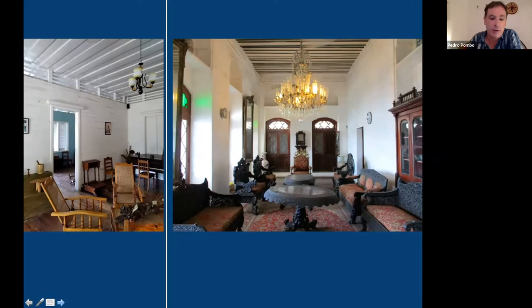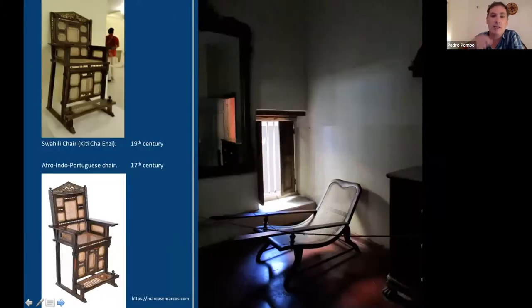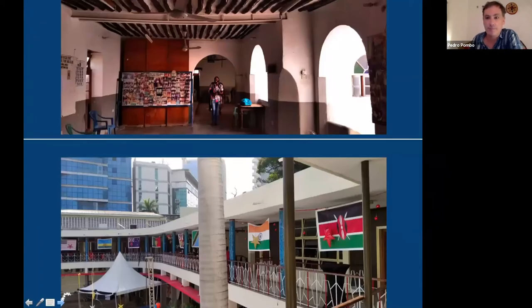Some other buildings, for example, are very different kinds of buildings. Yes, 1 minute, I'm finishing. These are two old Goan clubs. The image on the top is the Goan club in Zanzibar. The image on the lower is the old Goan club in Dar es Salaam.